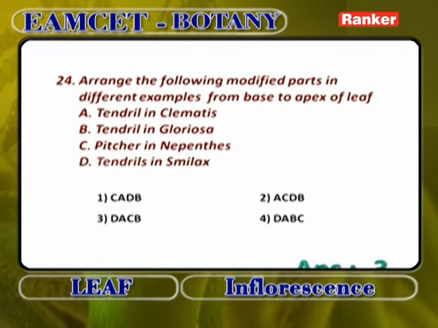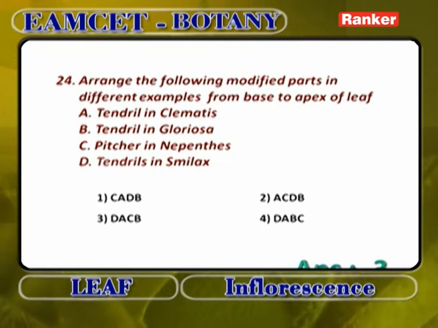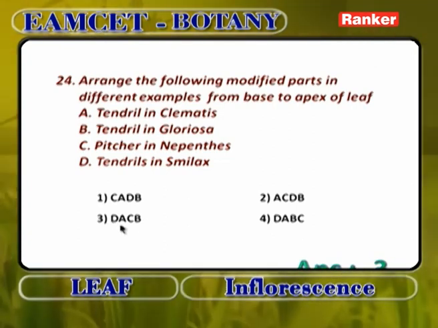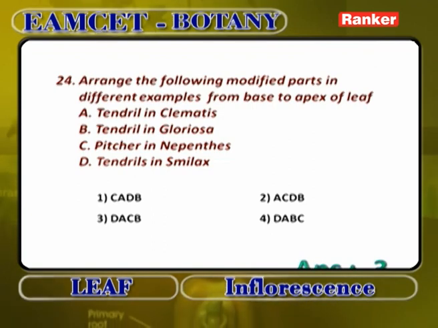Arrange the following modified parts of different examples from base to apex of leaf. From base to apex of leaf it is DACB. Why? Because D, tendrils in smilax, have come from stipules. A, tendril in clematis, has come from petiole. So stipules will be at the base. Next is petiole. Then C, pitcher in nepenthes.